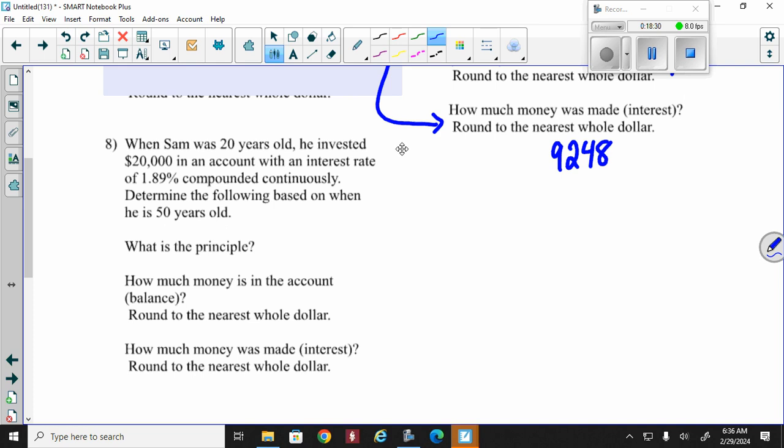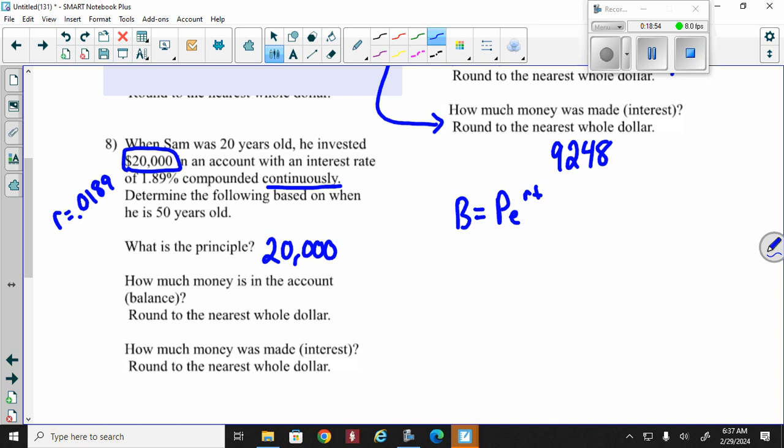All right, question number 8. When Sam was 20 years old, he invested 20,000 in an account with an interest rate of this. Okay, compounded. Here's my buzzword: continuously, because I know it's continuously. B is PERT. That's the E formula. All right. So again, he started with 20,000. So that's my principal. My R is going to be 0.0189. And the problem started when he was 20 years old, and now it ends when he's 50 years old. So T is going to be 30.